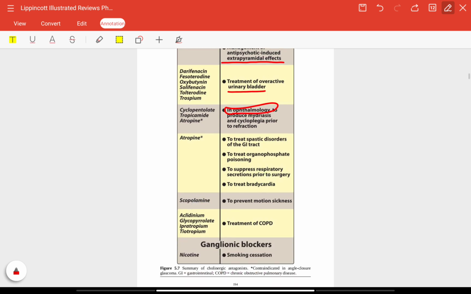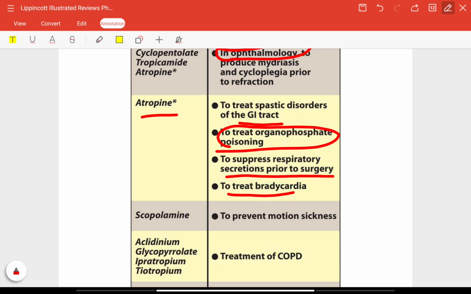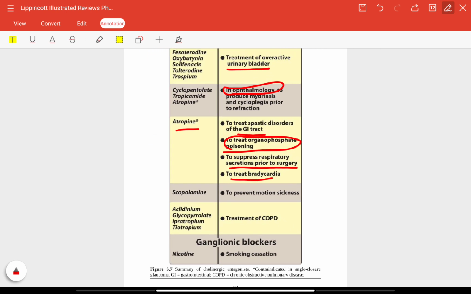Atropine is the most important drug to study. Atropine is used to treat spasm in the GI tract, to treat organophosphate poisoning as an antidote, to suppress respiratory secretions prior to surgery, and to treat bradycardia. Scopolamine is for motion sickness, you have to remember this. Aclidinium, glycopyrrolate, ipratropium and tiotropium are all for COPD.